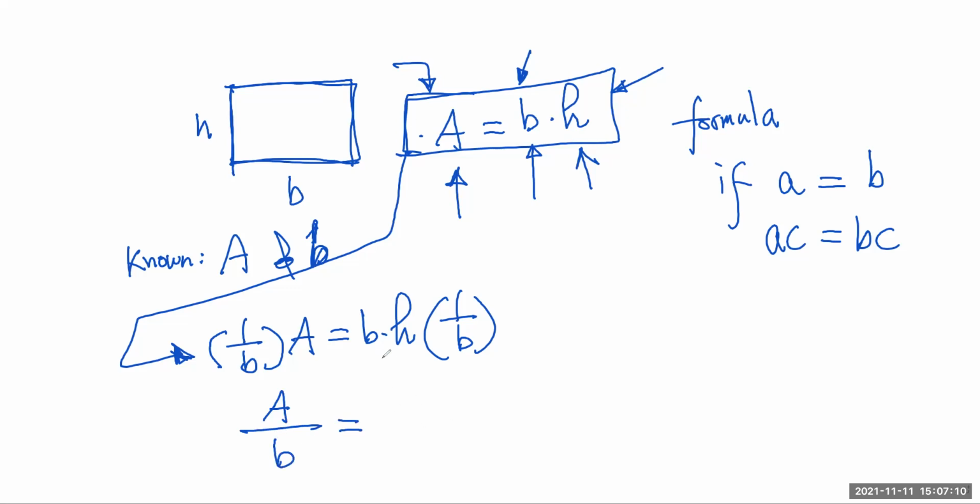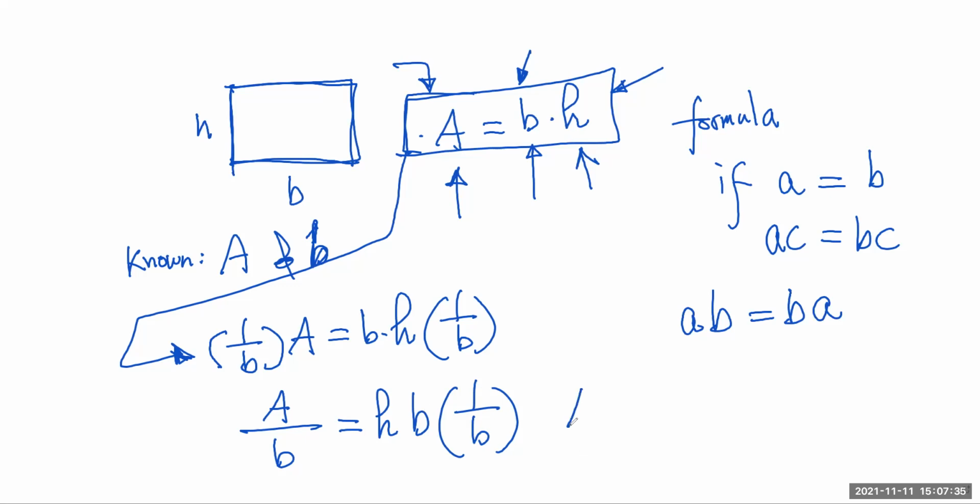Good. And this is basically h times b times 1 over b. The reason we can do that, remember one of the rules is a times b is the same as b times a, right? Okay, so we have that. And then we know that b times 1 over b is 1. So therefore, what we have is a over b equals h. And we used this rule, which is called the inverse rule or inverse property, equal to 1.